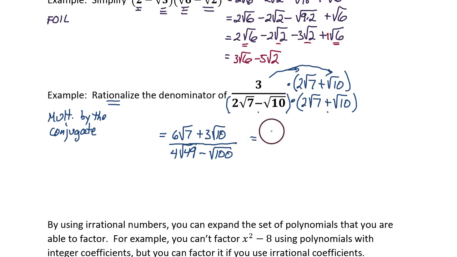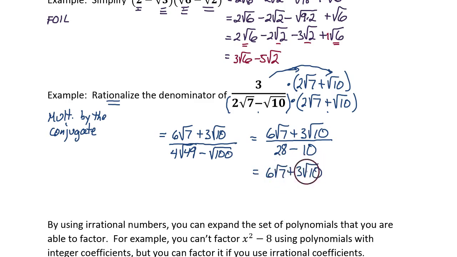So that's our next step. Let's write the top down and do some simplifying in the denominator. The square root of 49 is just a 7, and 4 times 7 is 28. Right in this spot, the square root of 100 is just a 10. All right, next step. Let's copy the top down again. And in the denominator, 28 take away 10 is 18.